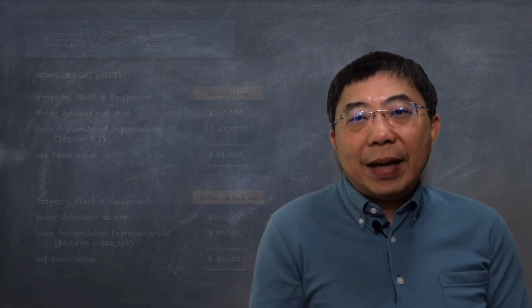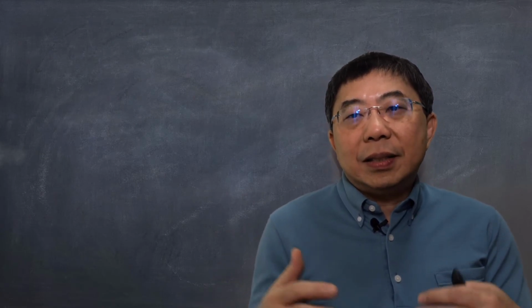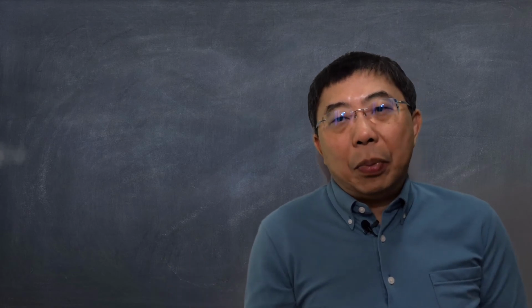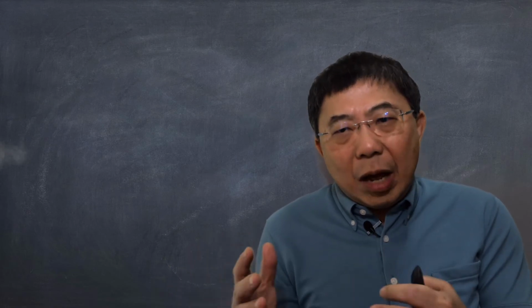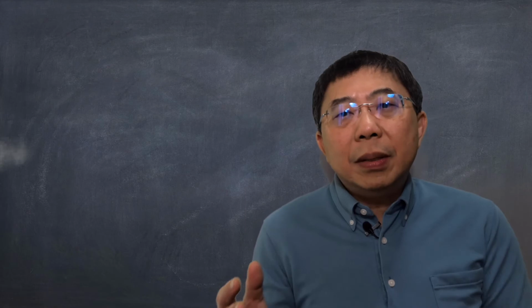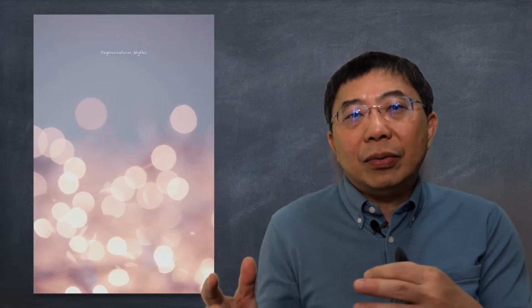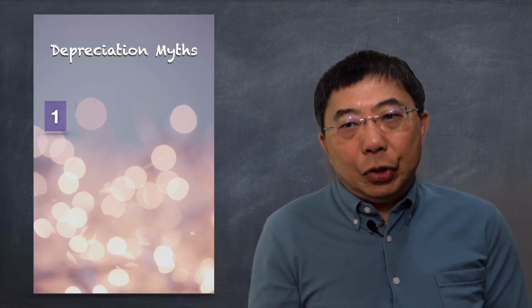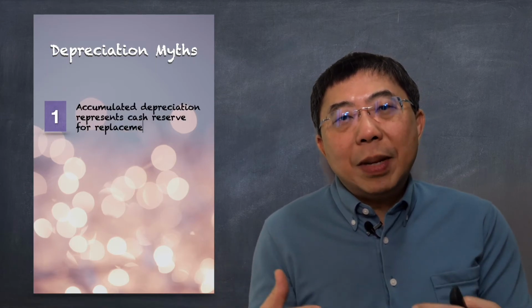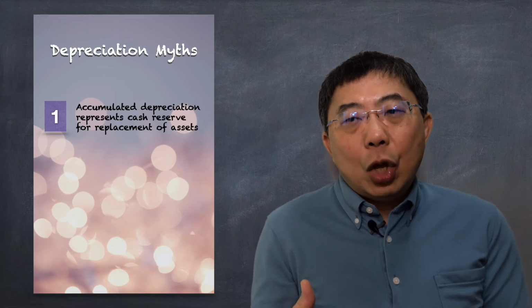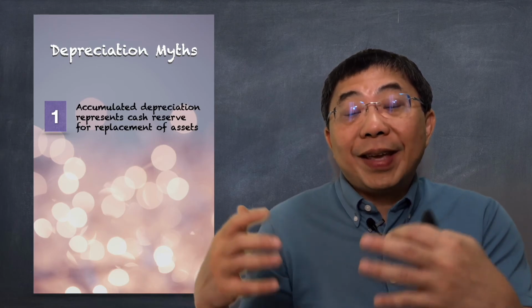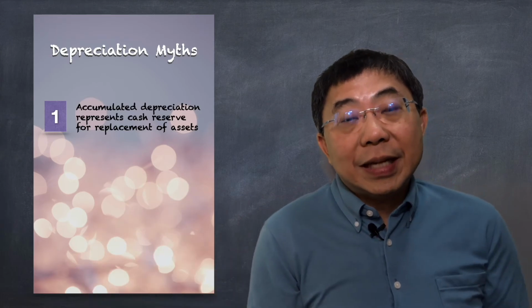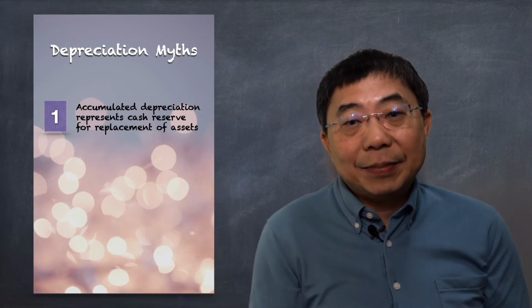Now that we have had a better understanding of what is depreciation and how it is calculated and reported, let's now clarify some of the common misunderstandings around this concept. Now, many people have assumed that the amount of accumulated depreciation represents a reserve of cash that can be used for the replacement of this asset in later years.